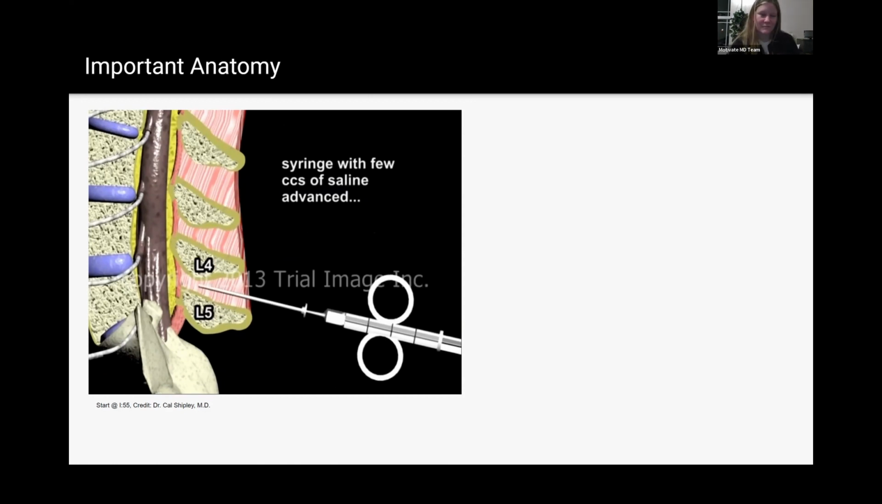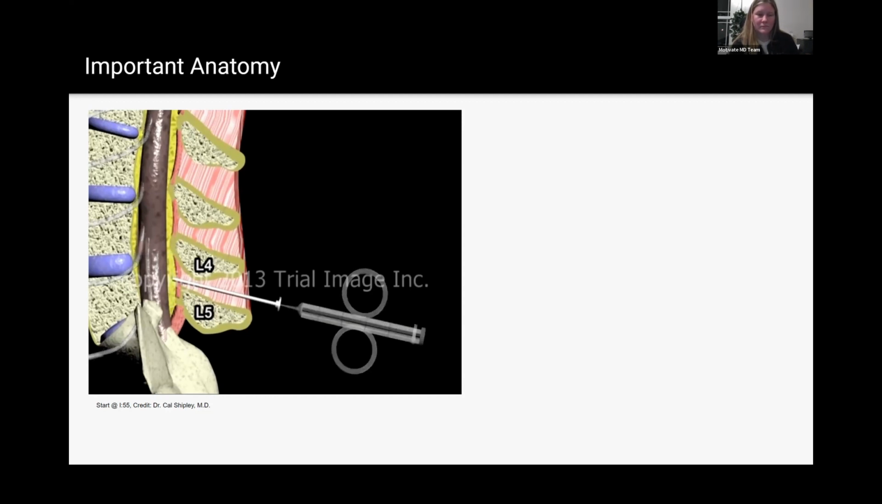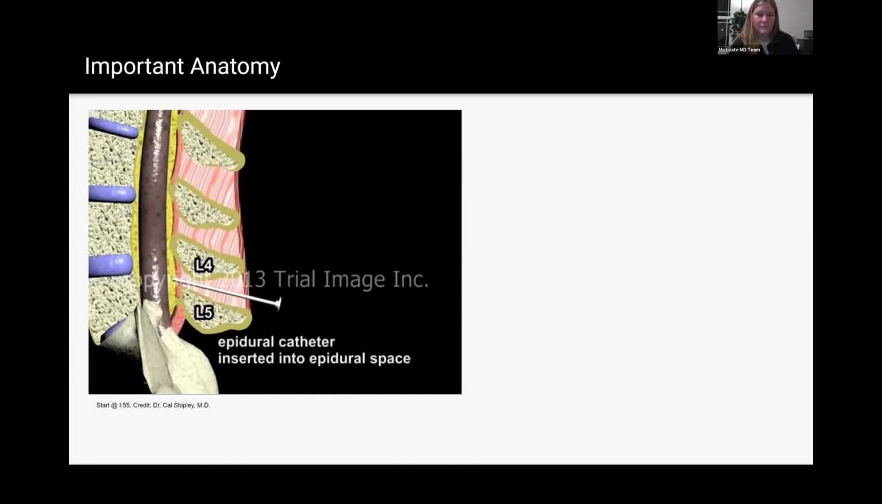The needle and syringe are advanced steadily through the interspace. Once the tip of the needle is advanced into the epidural space, the operator notes a release of the syringe plunger as the saline squirts into the space. The epidural catheter is then inserted through the Tuohy needle. Owing to a slight curve at the tip of the Tuohy needle, the catheter is directed upward, approximately 4 to 5 centimeters into the epidural space.